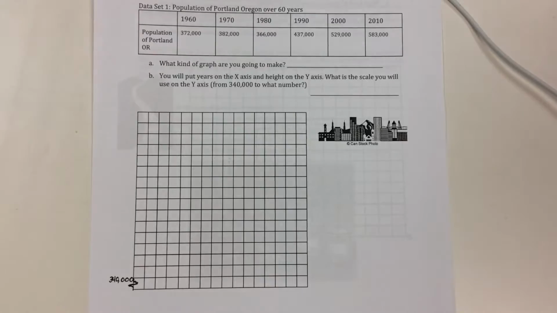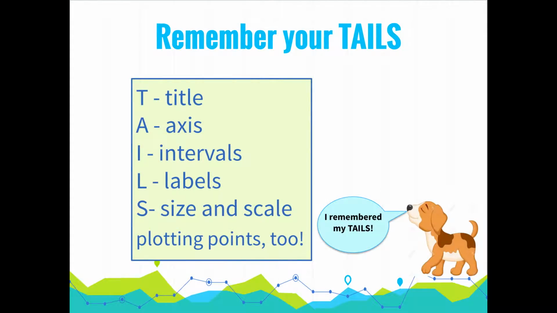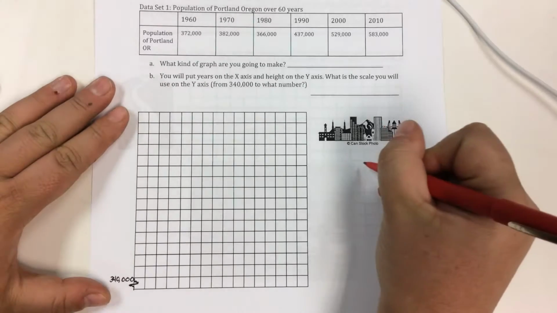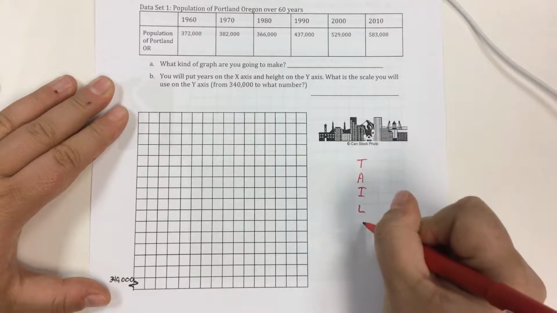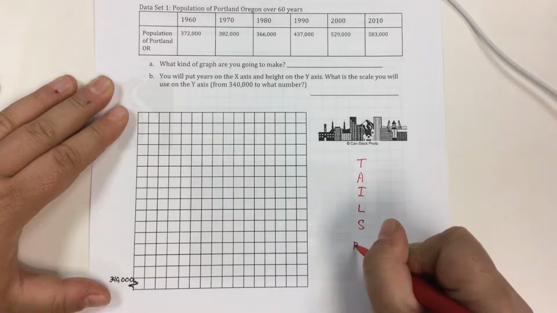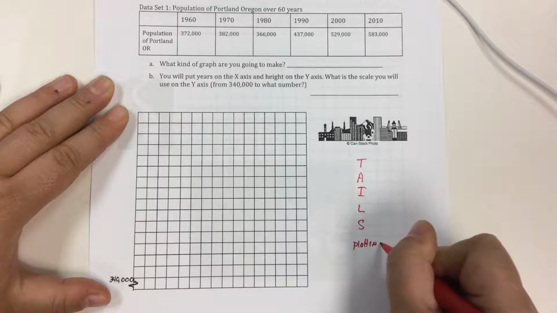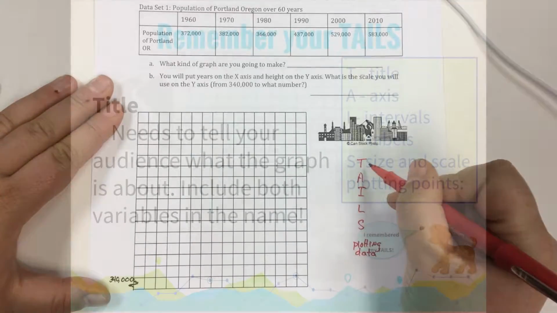Now, when I want to make a graph, I have to remember my tails. I'm actually going to write that down to remind myself. T-A-I-L-S. You also have to remember to plot your data points well. So I'll make that mark down there too. All right, so the first thing, T stands for tails.